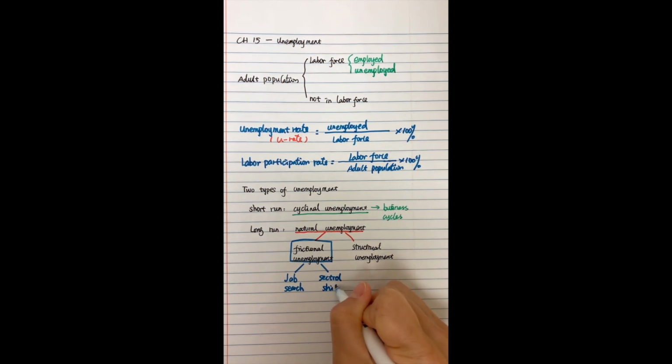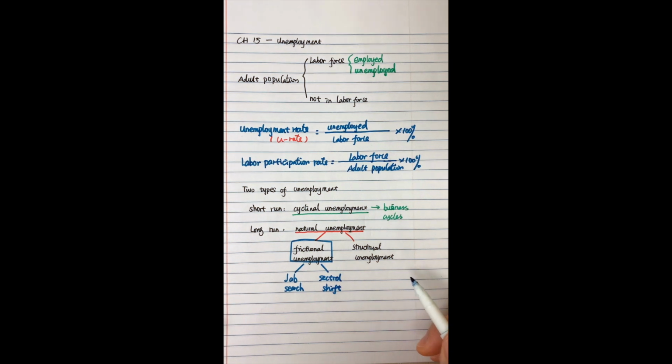And there is another reason that results in frictional unemployment, which is sectoral changes, okay? Sectoral shifts. For example, nowadays people probably will not use the traditional cell phones, right? We might use smartphones. So the people who work in traditional cell phones will probably lose their jobs. This is because of innovations in the industries.